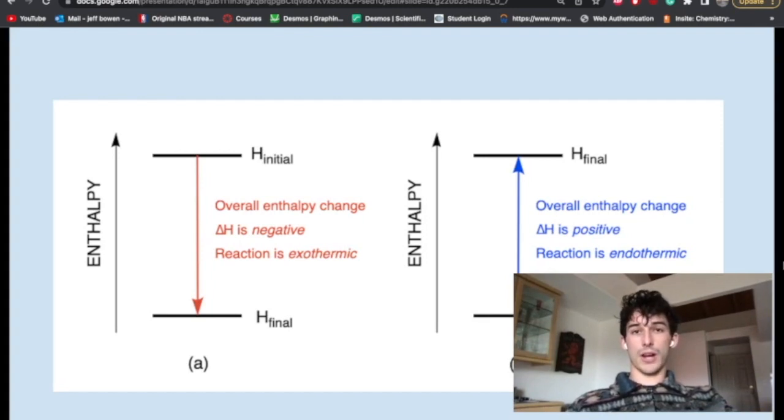So here's some graphs that can be used to understand enthalpy. If you're starting here and here's the enthalpy of the system, if your initial enthalpy is greater than your final enthalpy, then the reaction is exothermic and the change was negative. The inverse is true if your initial was less than the final enthalpy: you're going to have a change that is positive, and the reaction is endothermic. So the enthalpy of the system increased.